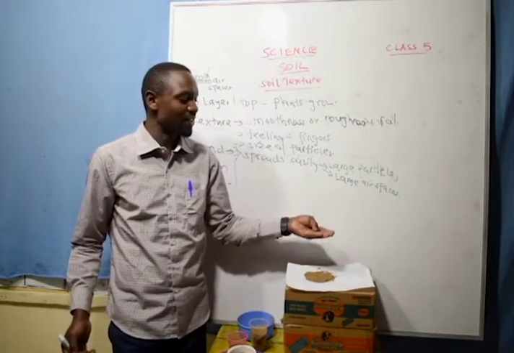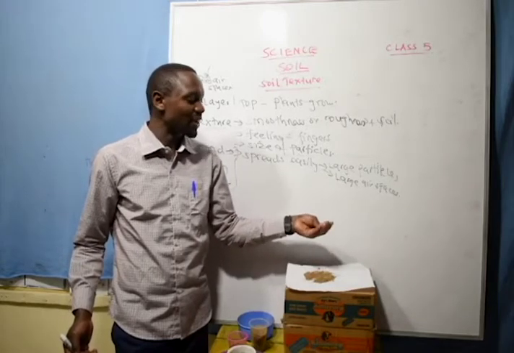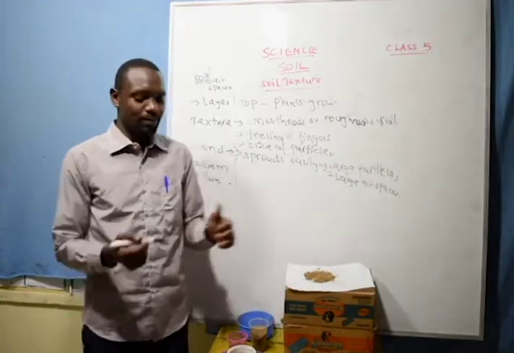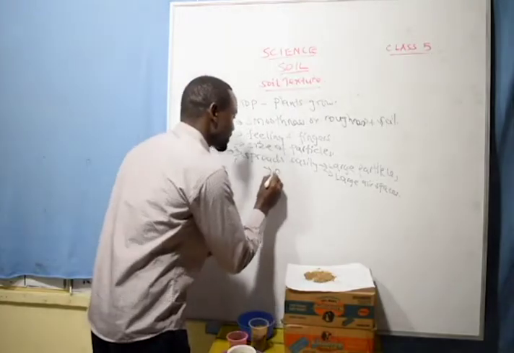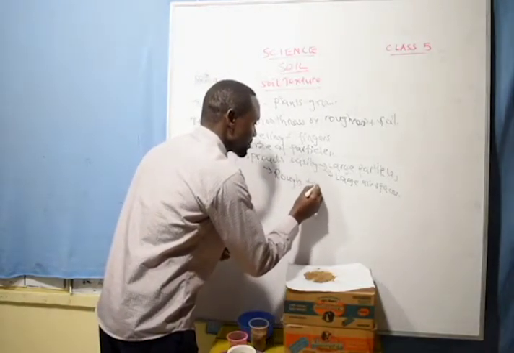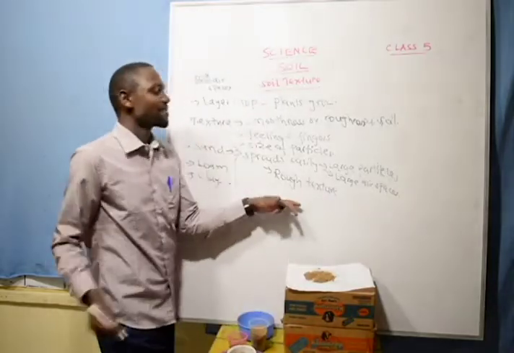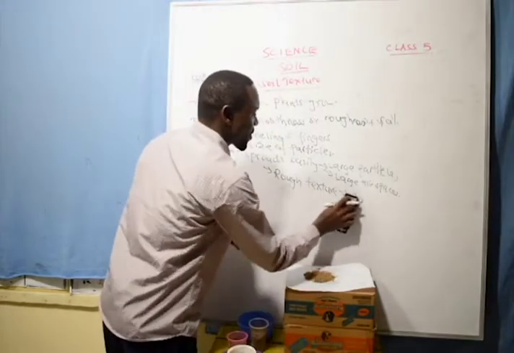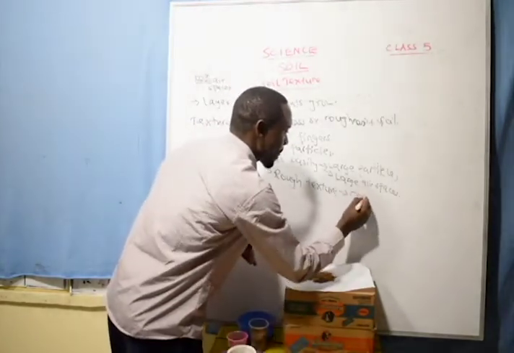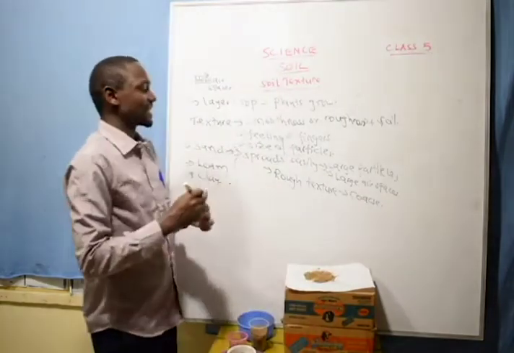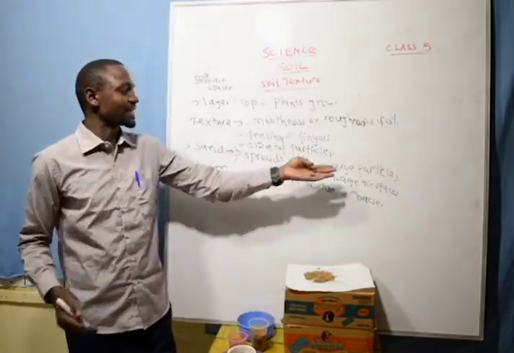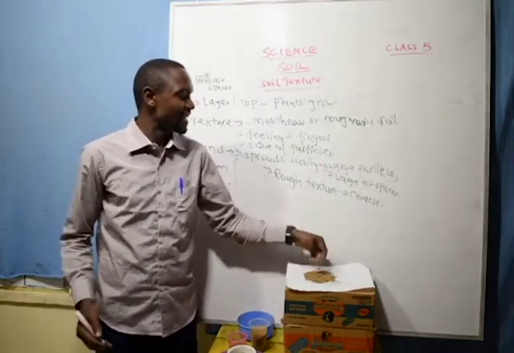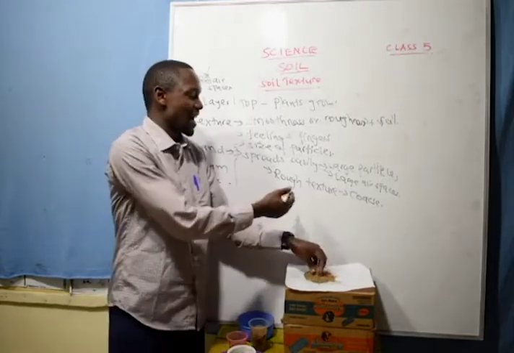After feeling the soil using your fingers, how is the texture? We say sand soil, because it has large particles and large air spaces, has a rough texture. It is not smooth, it is rough. And rough texture, we say it is coarse. It has a coarse texture. That is sand soil. It spreads easily. It has large particles and large air spaces. That means it has a coarse texture.